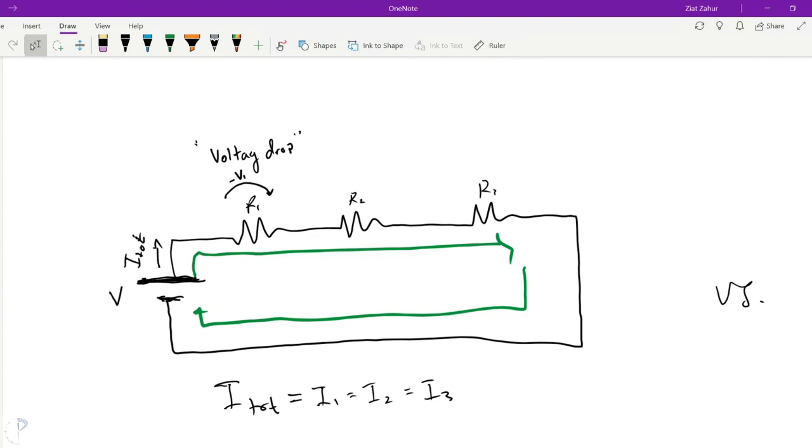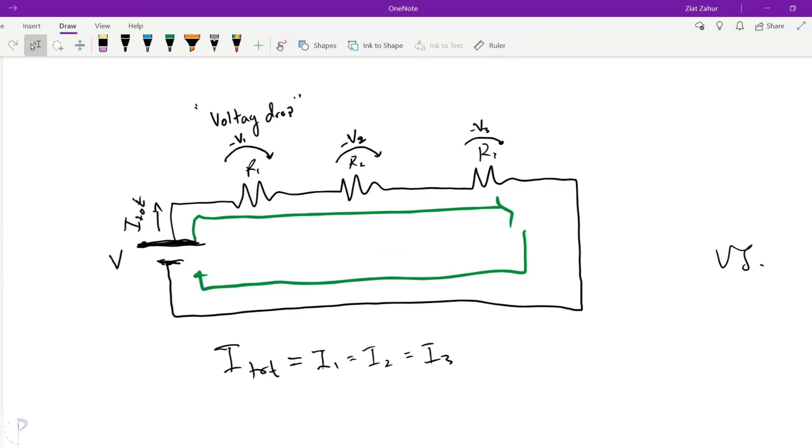Right? So when the charges travel through resistor 2, they lose some of their electrical potential energy. So it loses some potential, V2. And the same thing over here, V3. So that's what voltage drop means. It's basically the individual voltage of each resistor.